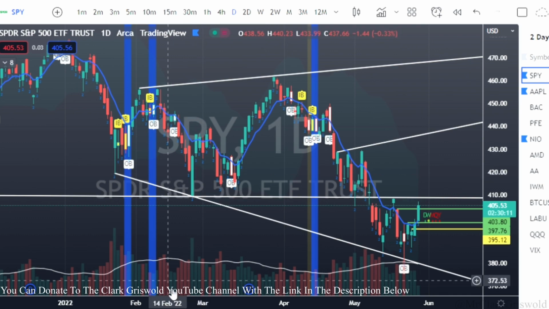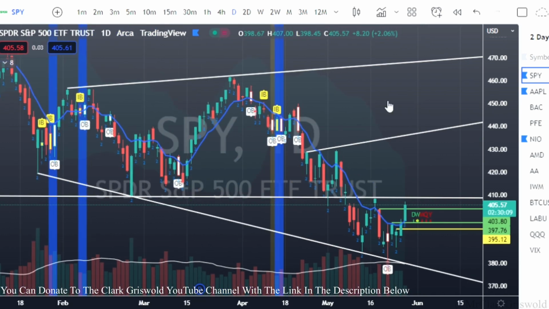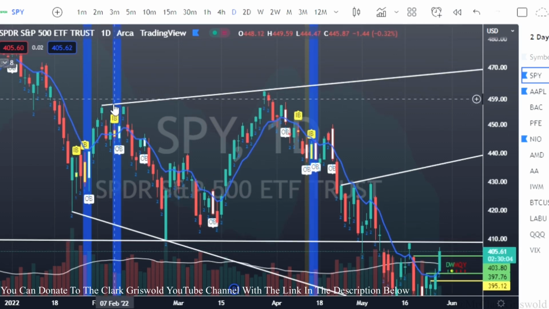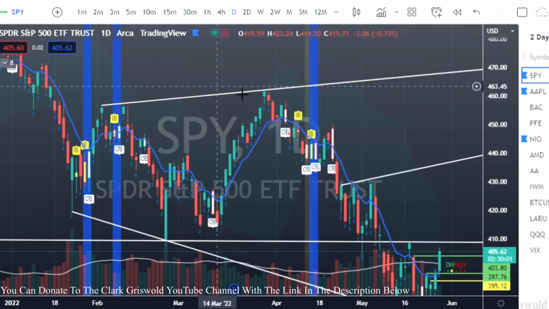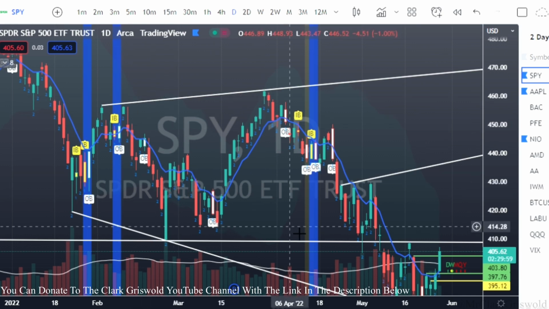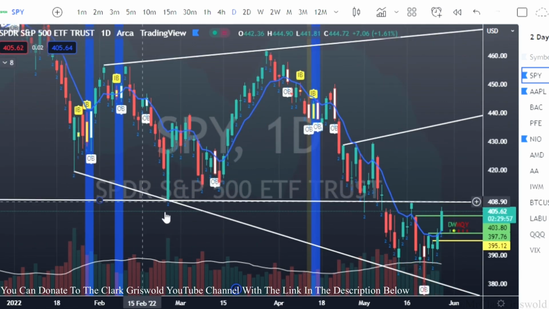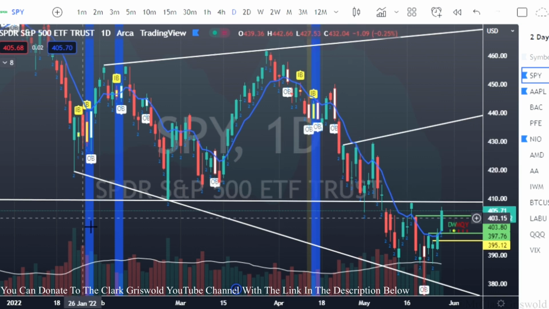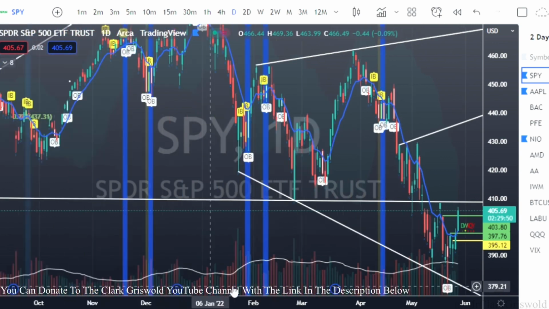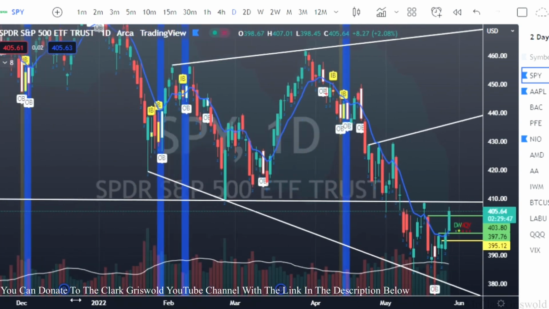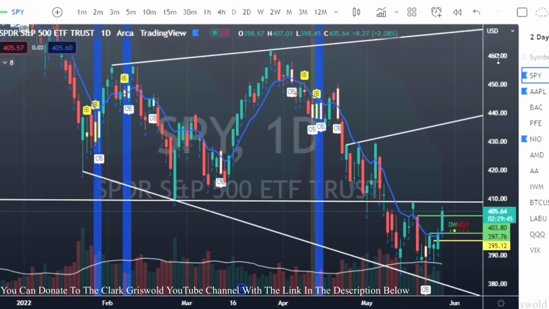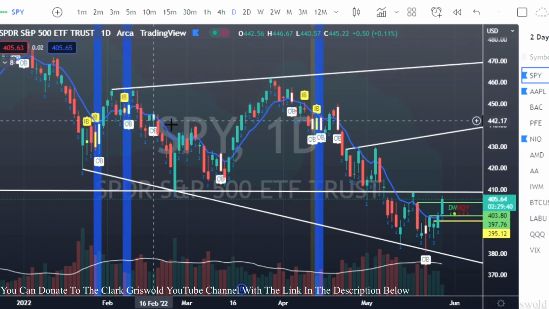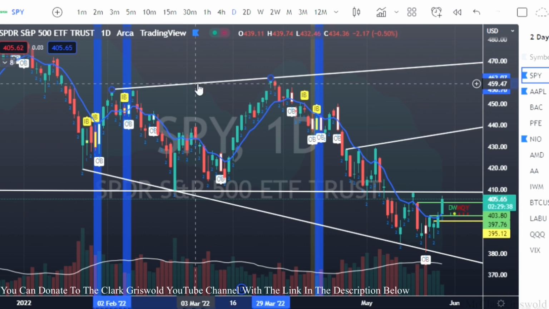So basically what I've done here, guys, is when you're drawing a broadening formation, you're going from the higher highs here to here, higher highs to lower lows, which I've done here, or I've done here, higher high to a higher high. I don't know if I have another example of a lower low, but we can put one on here. And you can go back as far as you want to show the broadening formations.